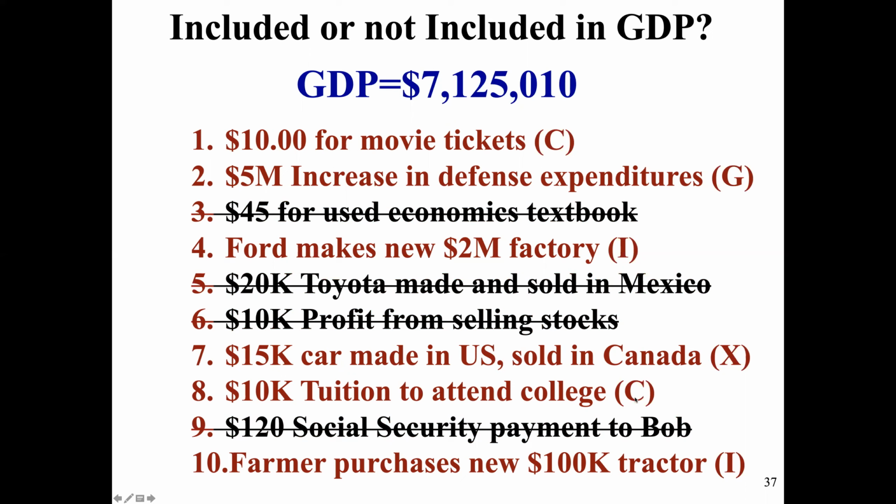Tuition to attend college is consumption. You're paying for the service of an education. A lot of students get tricked up on that one and say, well, wait a minute, I'm investing in my future. Remember, in this class, investment only means businesses spending on tools, factories, and machinery. So that's consumption. Social Security is a transfer payment, doesn't count. And then buying a new tractor, if you're a farmer, is investment spending. So that's how you use the expenditure approach. We're going to do that over and over and over in different ways in this course.